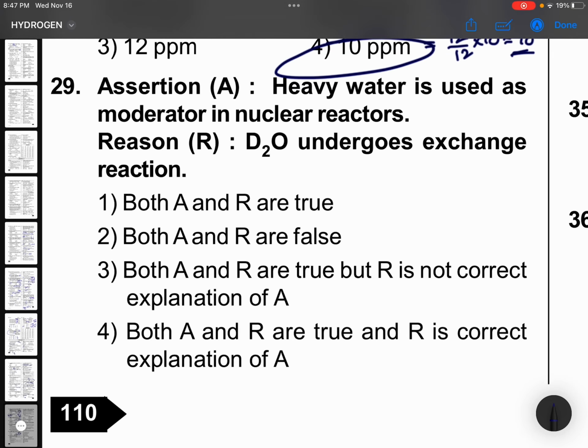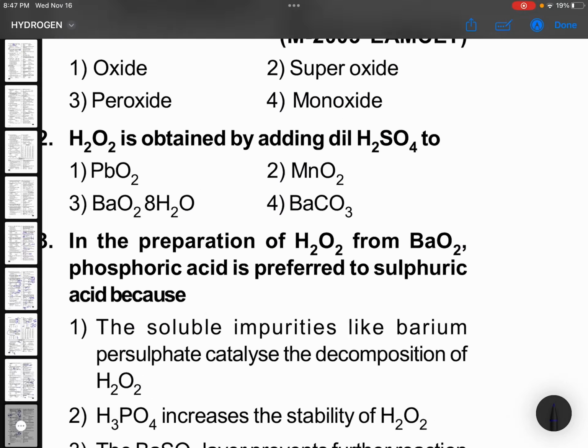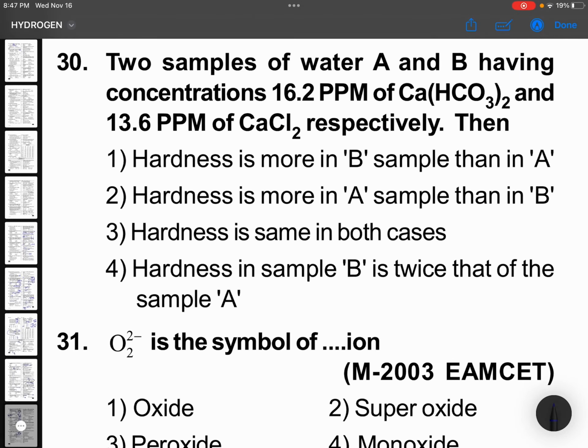Assertion: heavy water is used as a moderator in nuclear reactors. The assertion is right. D2 undergoes exchange reactions. There is no relation between them. Okay, both are correct, but not a correct explanation. 30th question. We'll take a break here.